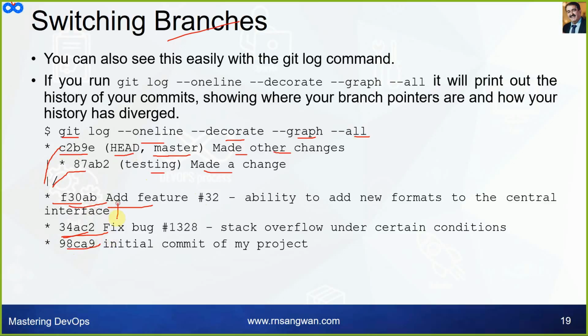So this is the branch here. From here onward you see one branch is this and the second branch is this. These are two branches from this point. One is testing, one is master. Which one is current? Identified by head. Head will tell you which is the current.